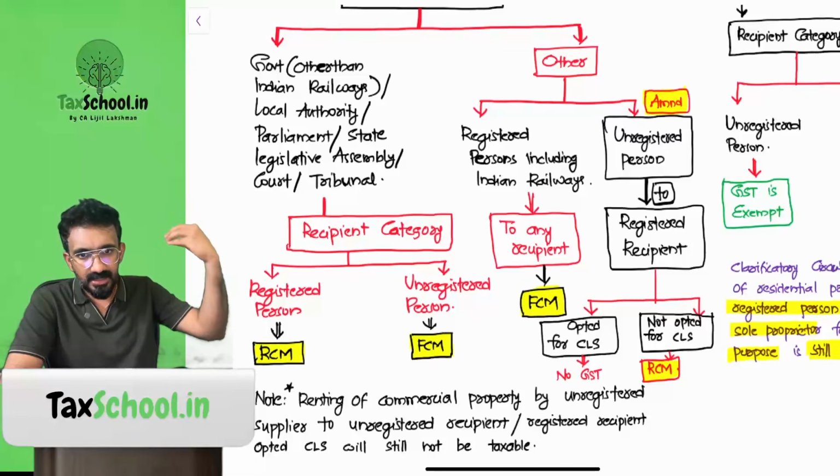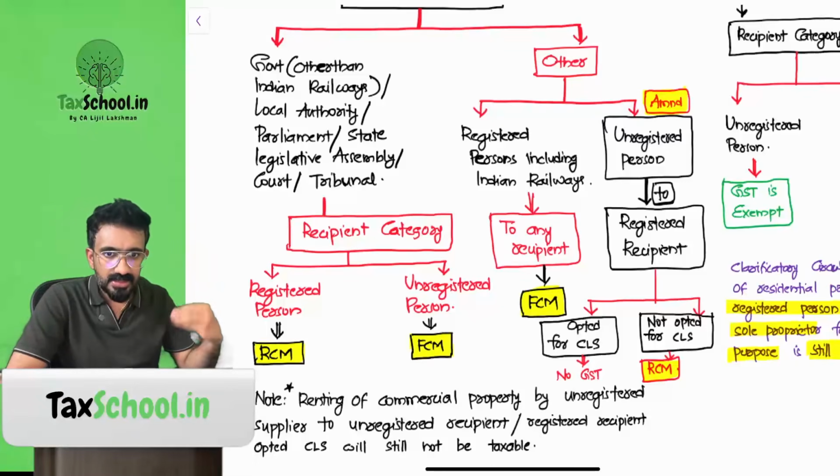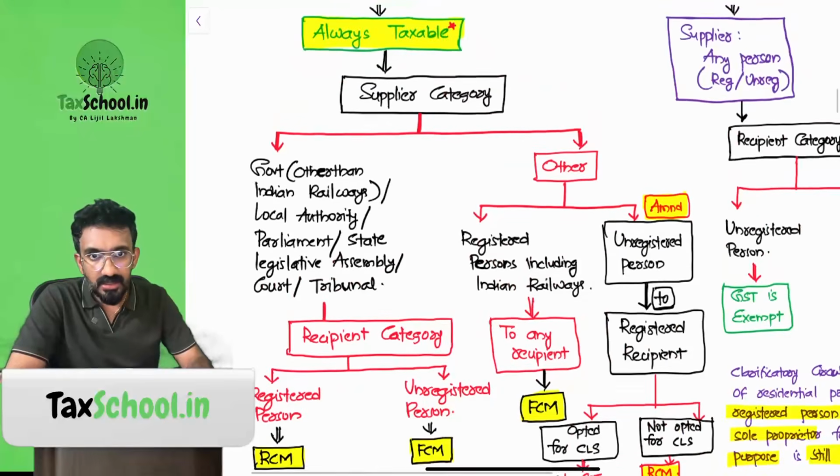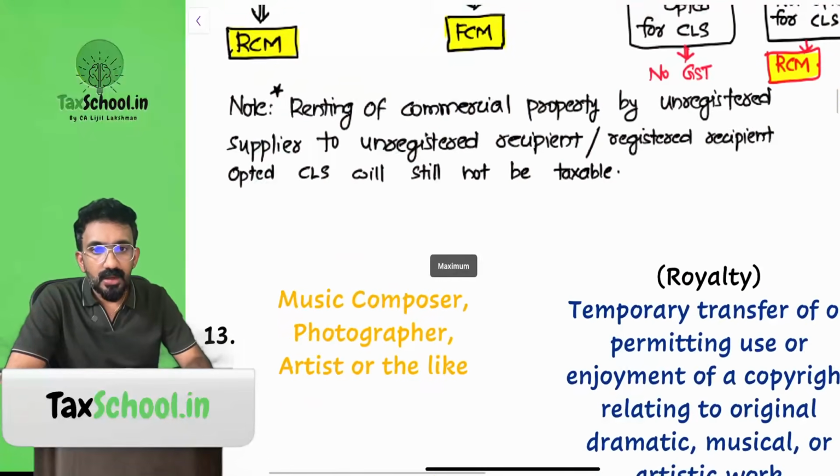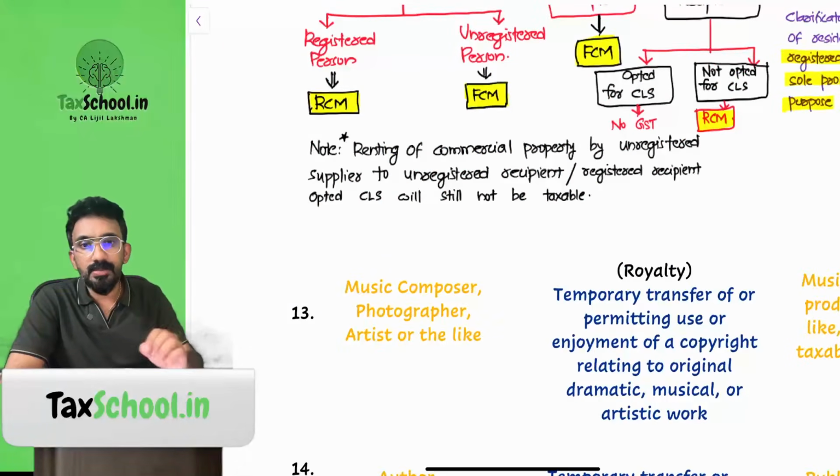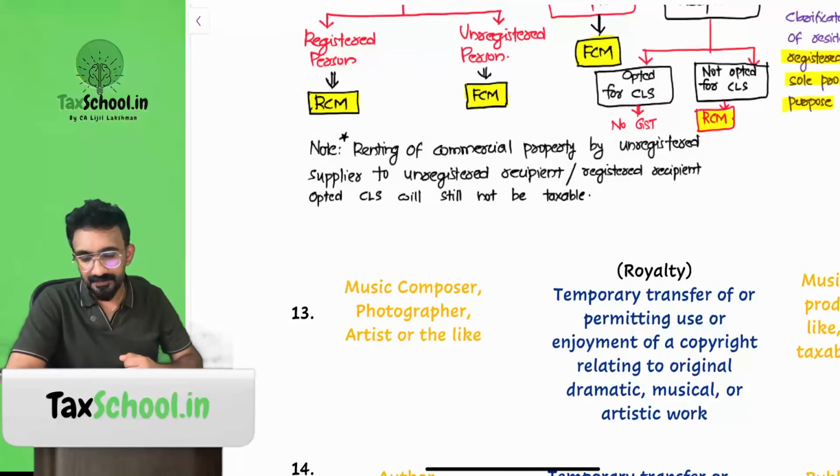Government is the supplier, then recipient is registered, RCM; recipient is unregistered, FCM. If it is other than government, but it's a registered person, including Indian Railway, to any person, under FCM. If an unregistered person is giving commercial property to a registered person opted for composition, no GST; not opted for composition, taxable under RCM. So what is that star mark that we had in the beginning? I'm saying that renting of commercial property could still be not taxable under GST. When?